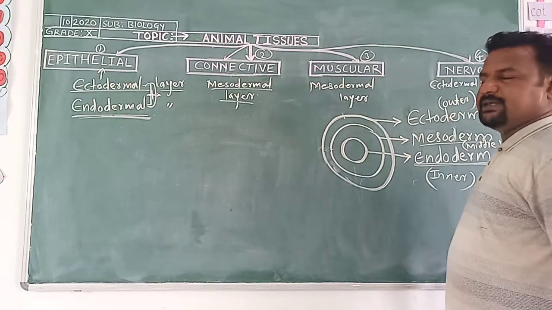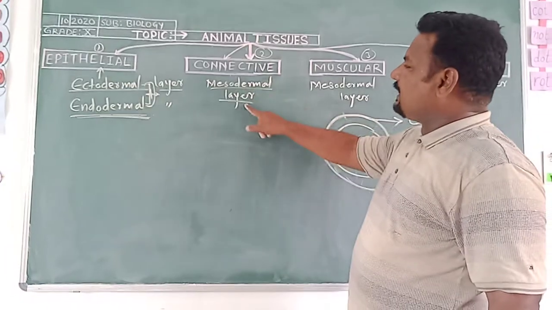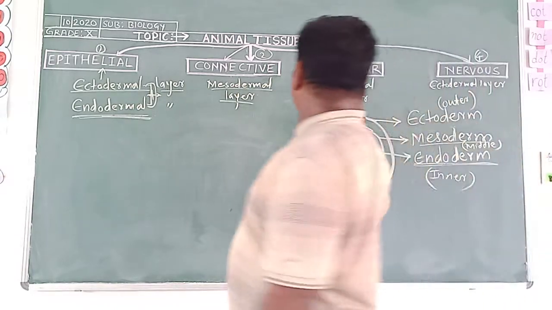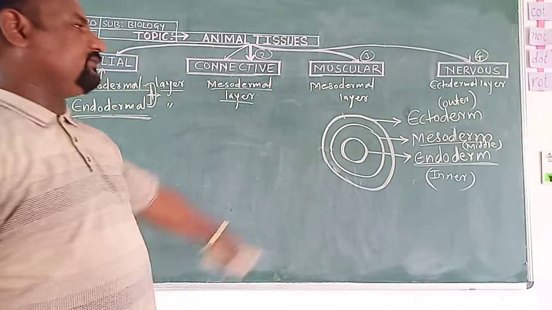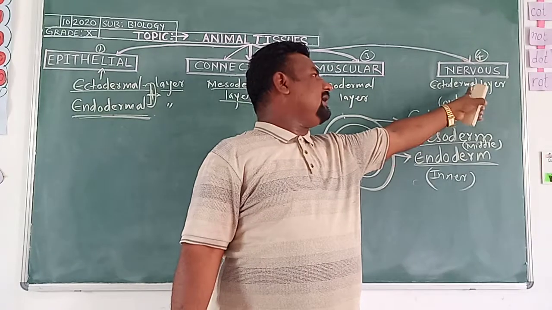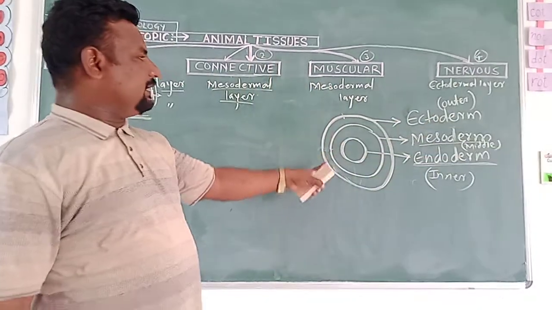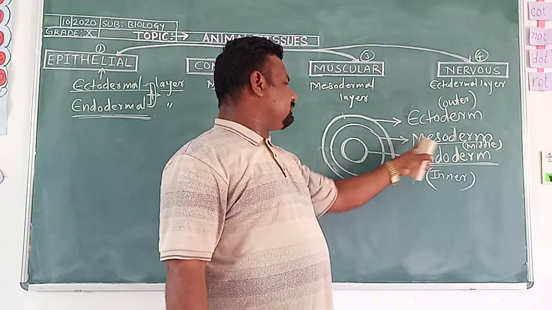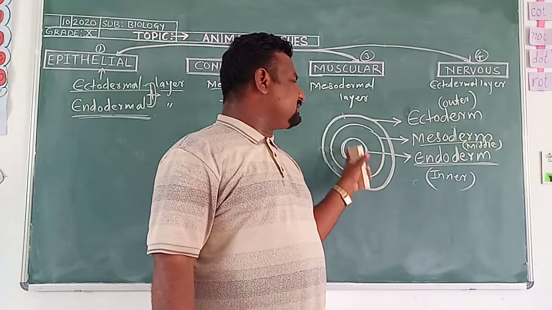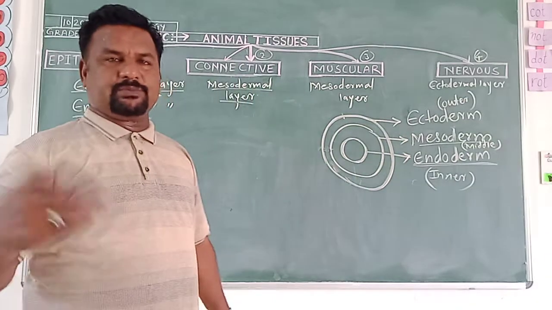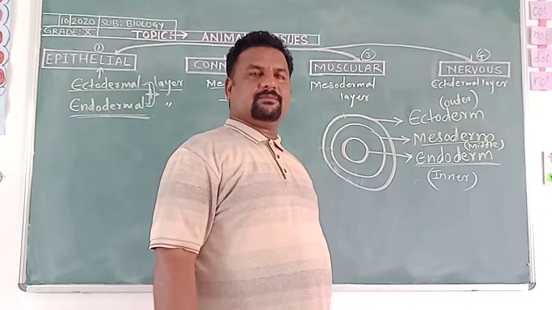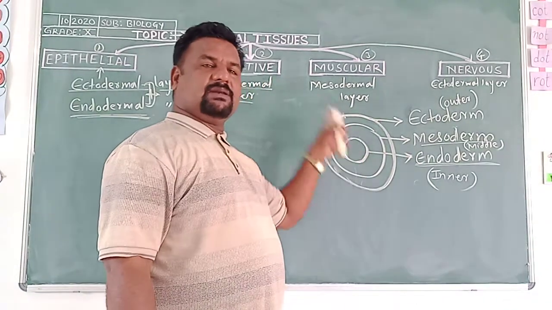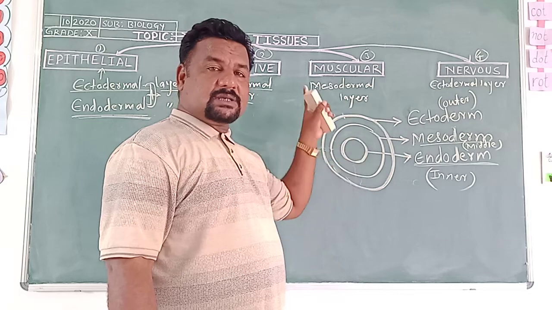Ectodermal is the outer layer of the embryo, and from the mesodermal layer, the connective tissues are formed. Muscular tissue in animals is also formed from the mesodermal layer, and the fourth one, nerve tissues, are formed from the ectodermal layer. So see here, ectodermal layer means the outer layer, mesodermal is the middle one, and endo means inner one. Ecto means out, endo means in. So in this way, these 3 layers of the embryo are responsible for the formation of tissues in animals.